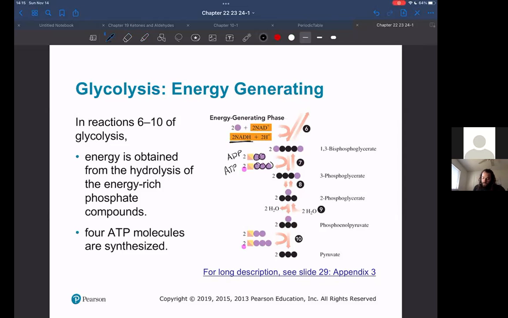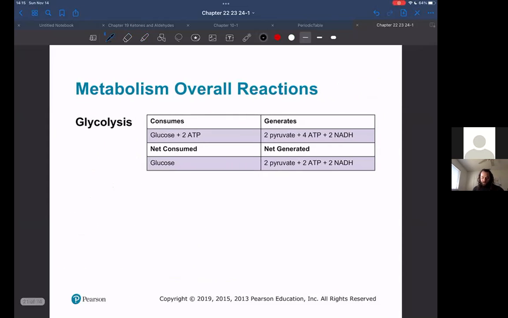Okay, summary. What gets consumed is glucose and 2 molecules of ATP. And what gets generated is 2 molecules of pyruvate, 4 molecules of ATP, and 2 molecules of NADH. So in terms of the net generation, you would get 2 molecules of ATP, right? Because 2 are consumed, but 4 are generated, as well as our pyruvate and NADH. This is not a balanced chemical equation. There's some water that's consumed. There's some protons that are generated.